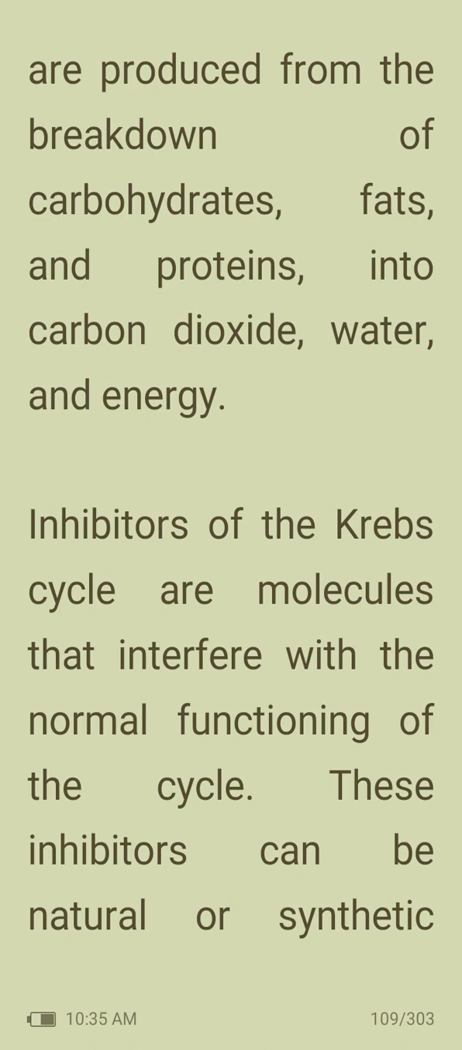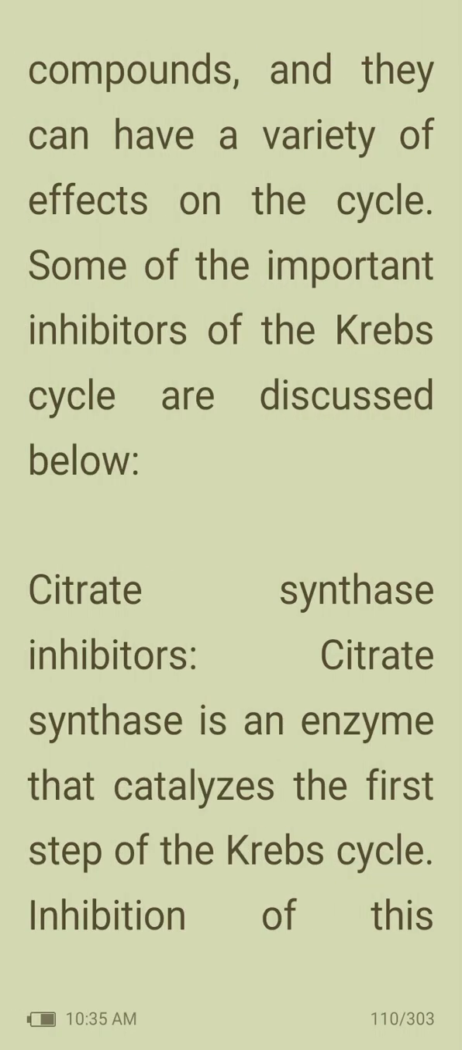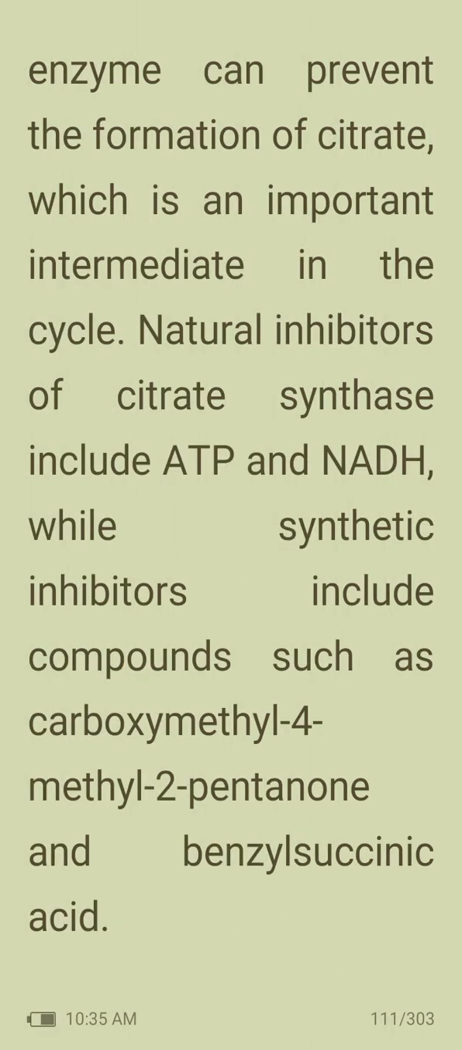Inhibitors of Krebs cycle are molecules that interfere with the normal functioning of the cycle. These inhibitors can be natural or synthetic compounds, and they can have a variety of effects on the cycle. Some of the important inhibitors of the Krebs cycle are citrate synthetase inhibitors. Citrate synthetase is an enzyme that catalyzes the first step of Krebs cycle. Inhibition of this enzyme can prevent the formation of citrate, which is an important intermediate in the cycle.